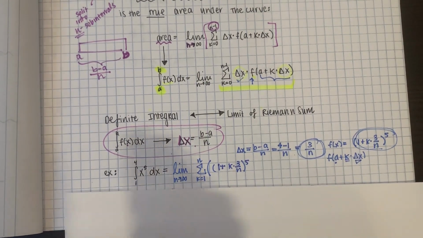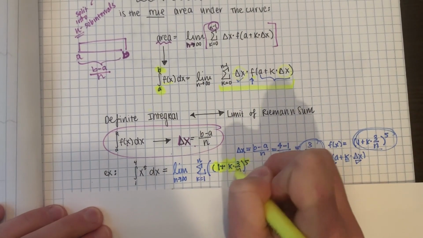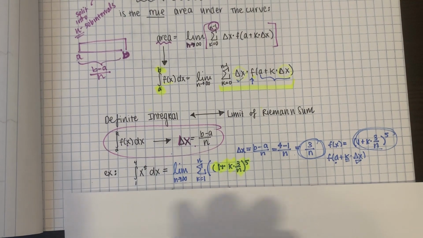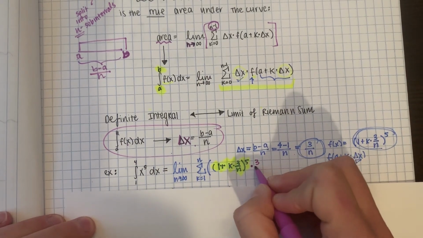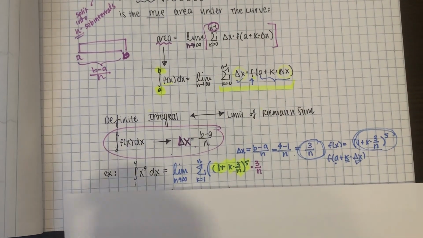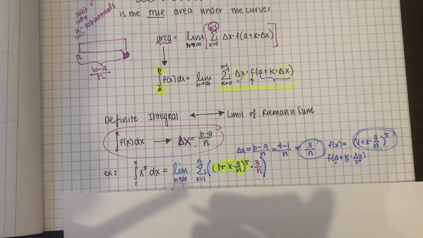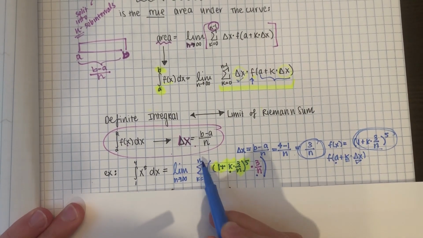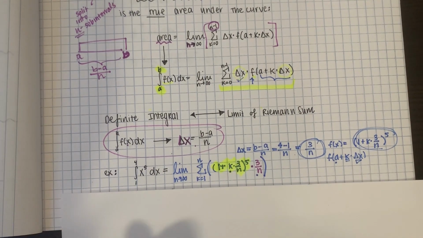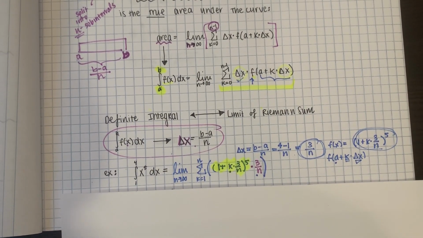That's our f of a plus k times delta x, times delta x, 3 over n. So we're going to take the sum of, this is our width, times the height of an infinite number of rectangles. And that will give us the true area under the curve for the function x to the 5th from 1 to 4.